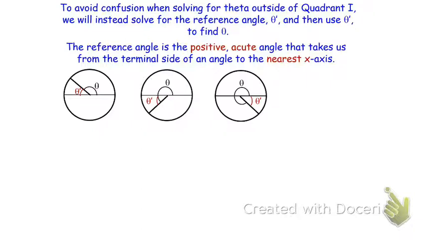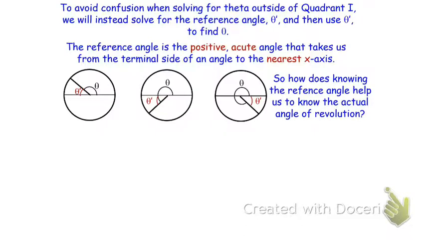So here's how you'll do the corrections for finding theta prime. If you're in quadrant 2, you're short of 180. So theta prime is 180 minus theta. In quadrant 3, you're more than 180. So the angle theta minus 180. And in quadrant 4, you're short of 360. So you're going to go 360 minus theta to give you theta prime.